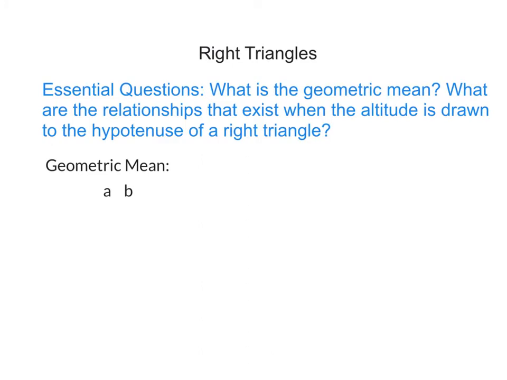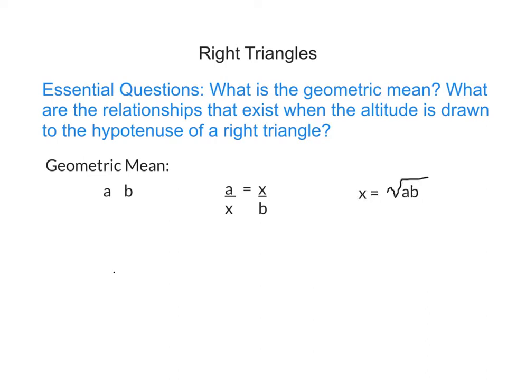So let's say I have two positive numbers, a and b. Then if I were to write the proportion a over x is equal to x over b, x would be called the geometric mean between a and b. Or more specifically, x would equal the square root of a times b.